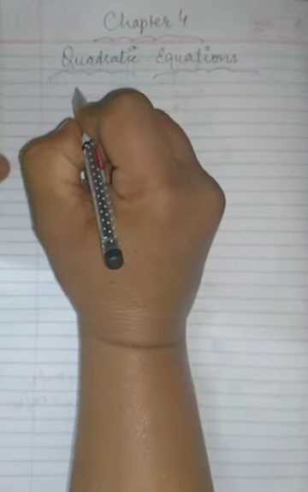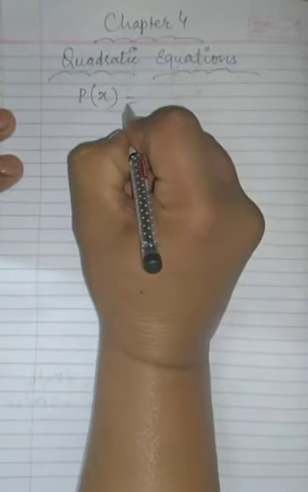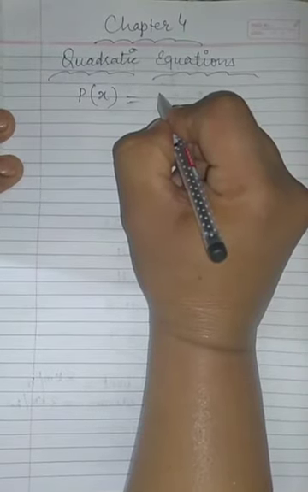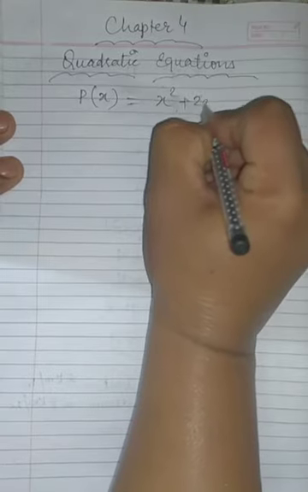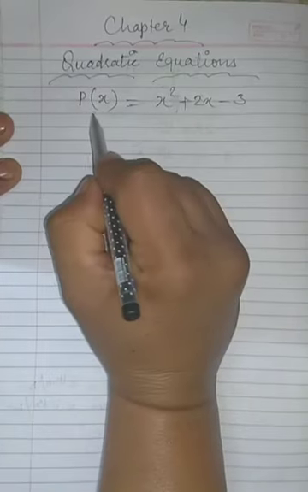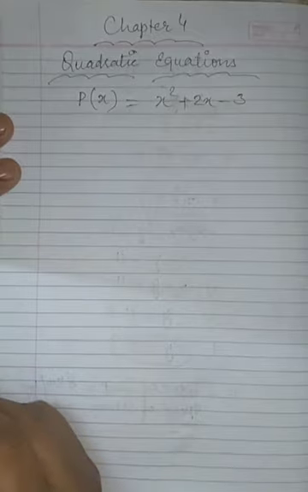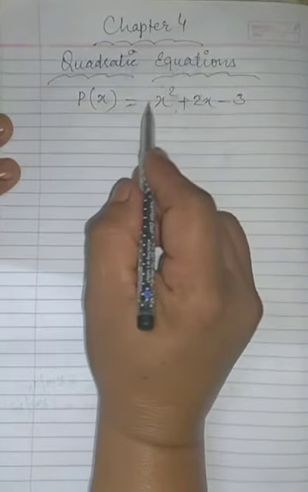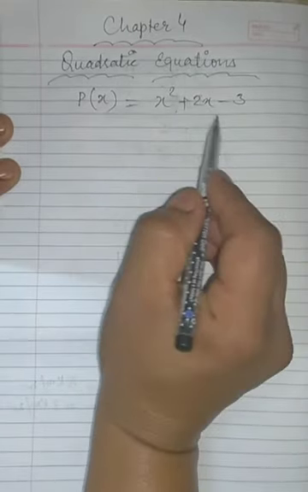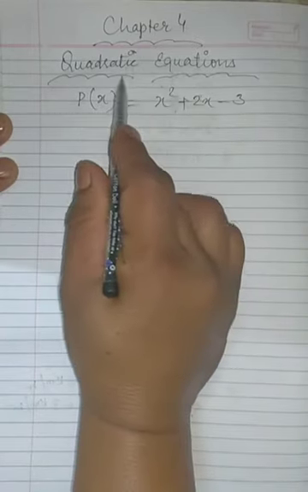Previously we have studied polynomials, in which we have seen a polynomial of degree 2, for example p(x) = x square plus 2x minus 3. You can see in this example, the degree of the polynomial is 2. The highest power of the variable, which is called degree, is 2. So a polynomial of degree 2 is called a quadratic polynomial.